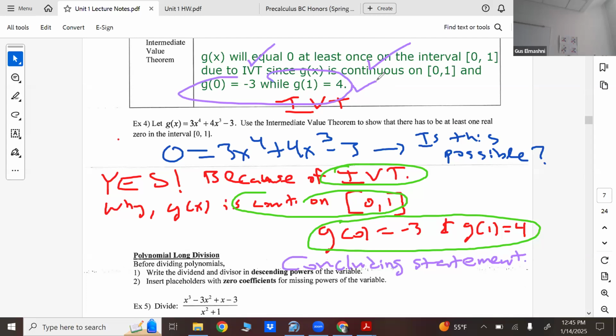So is it a guarantee? Like for example, what's this f of x, right? What's f of 0 here? Yeah, 1. What's f of 2? 1. Okay, is it a guarantee that y will equal 0 in the interval from 0 to 2?